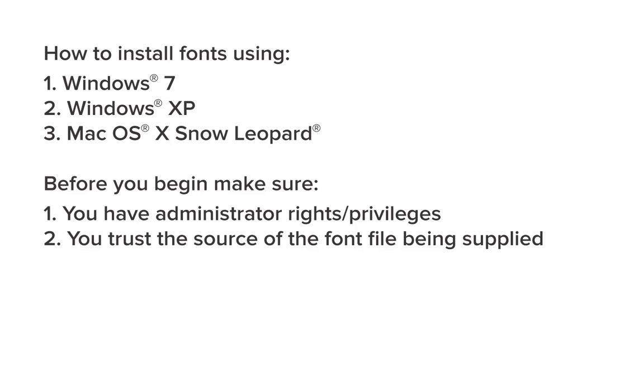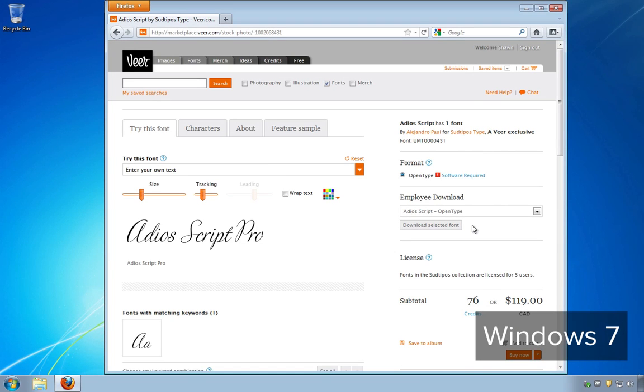Let's start with Windows 7. As you can see, I'm currently in Windows 7 and I have a web browser open to the font that I want to download. Once you've selected and paid for your font, there will be a link available for you to download. I'll select that now.